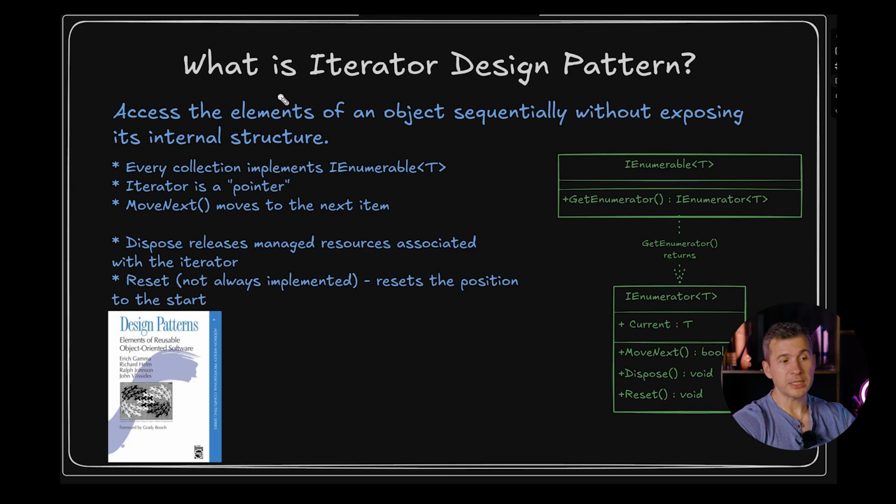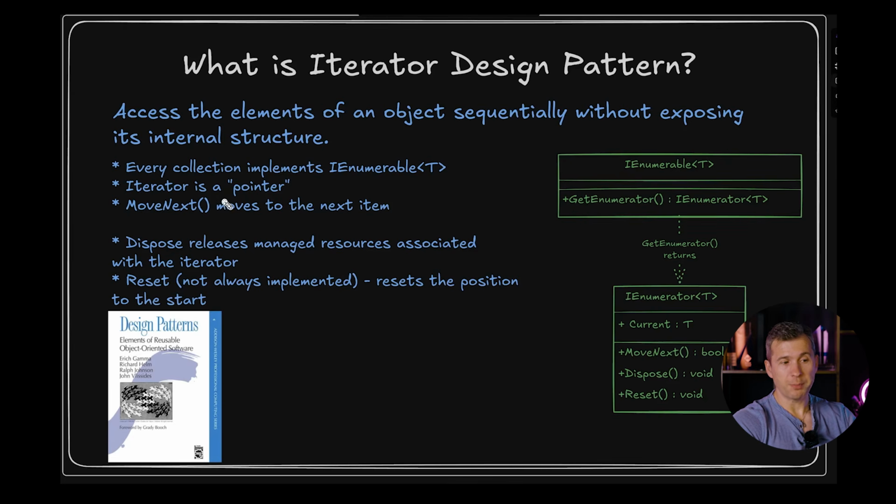And IEnumerable is an implementation of the Iterator design pattern that was popularized by a famous design patterns book published in 1994. The idea of the iterator is that it allows accessing elements of an object sequentially without exposing its internal structure. In .NET, it is represented by two interfaces. The first one is IEnumerable. Every collection implements IEnumerable, and it means that a collection or a thing can be enumerated. The main method there is called GetEnumerator that returns an IEnumerator.